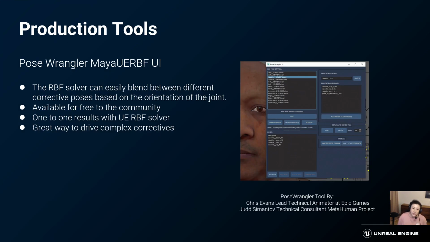These are examples of the production tools we developed and I believe could be useful for any production. We have the Pose Wrangler Maya Unreal Engine RBF user interface, which allowed us to create the RBF poses in Maya, and it is also one-to-one with what we have in Engine. This tool is available for free for the community. We distribute the Maya Unreal Engine plugin also through Quixel Bridge, and you can find it on Chris Evans, our lead technical animator, repository on Git, and also thanks to Jad Simentov for contributing to this great tool.